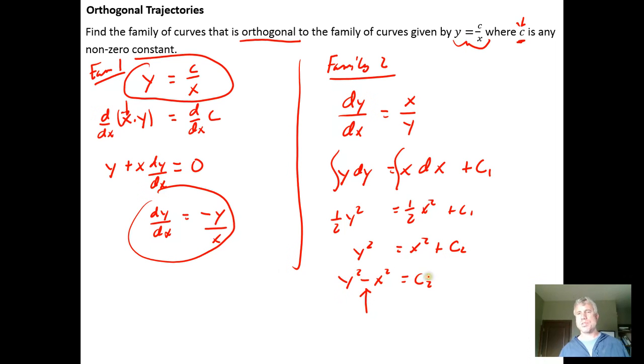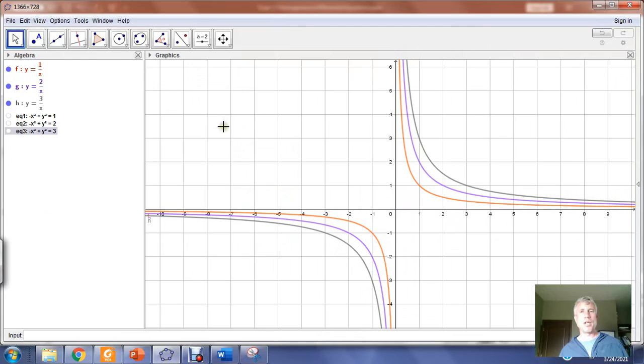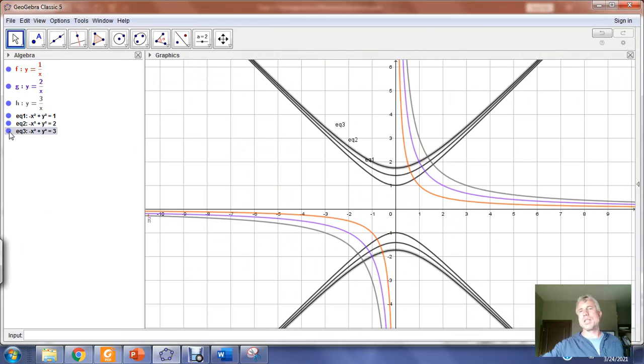y squared minus x squared equals c squared. It looks like the family, as long as we let c be a non-zero constant, looks like a family of all hyperbolas. And so the hyperbola family is the family of curves orthogonal to this family of curves. And if I look at the graph in GeoGebra of a few hyperbolas, you can see that it even is visually apparent that the hyperbolas are meeting the c over x curves at right angles.